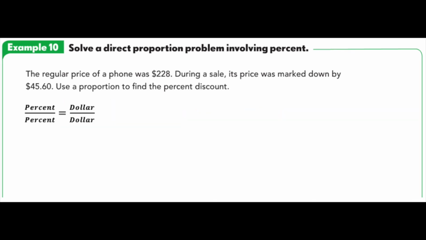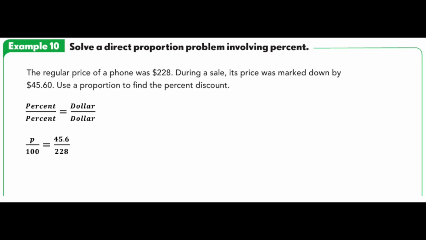Another way we can solve this is by setting up a proportion that compares a ratio of percents equivalent to a ratio of dollars. I'm going to set this up as P over 100 is equivalent to 45.60 over 228. When setting these up, it is important to make sure that you are lined up with your equivalent parts. If you notice, I have P on top equal to 45.60, and the 100% is on bottom, and that is equivalent to the whole $228.